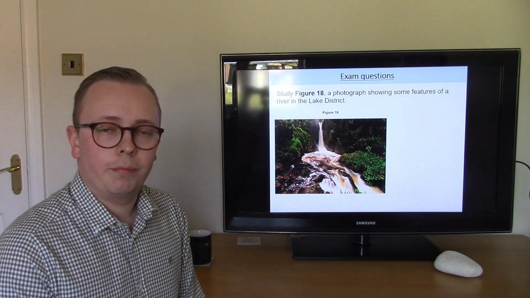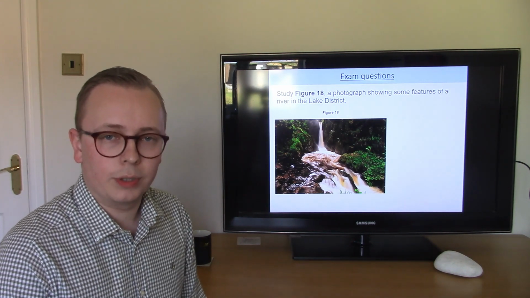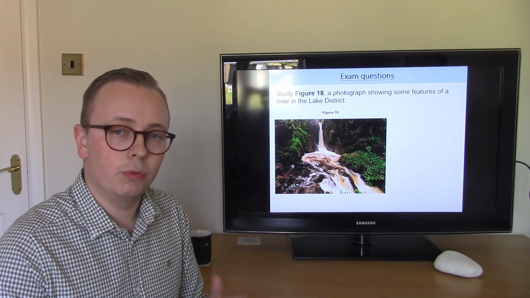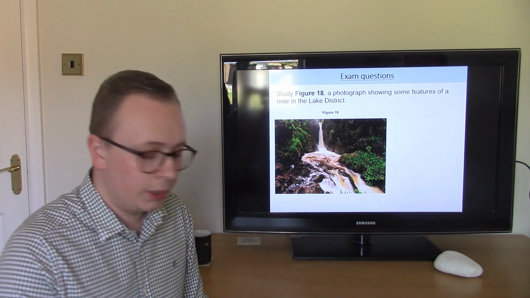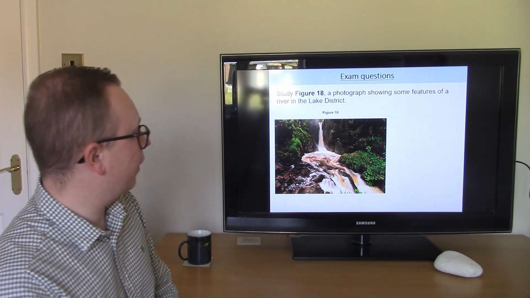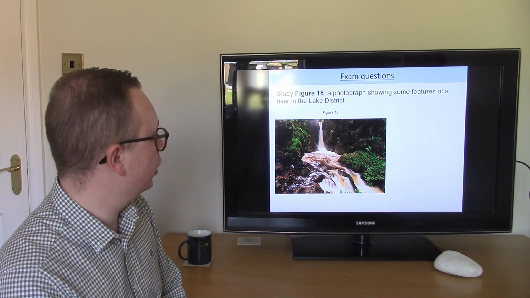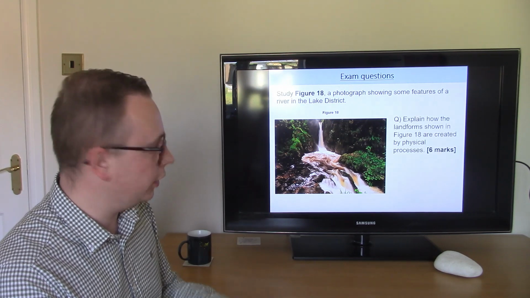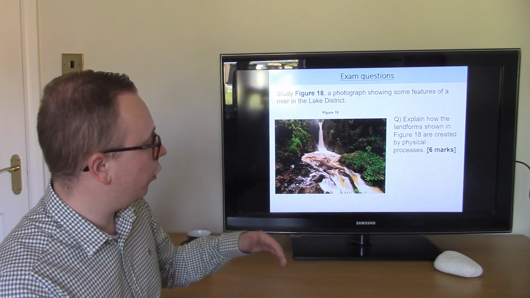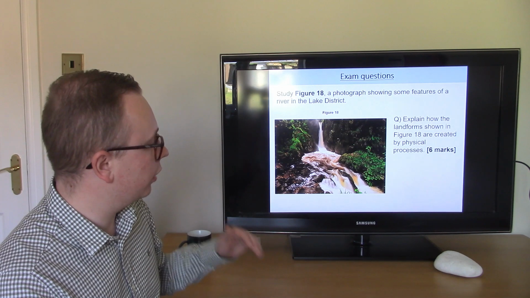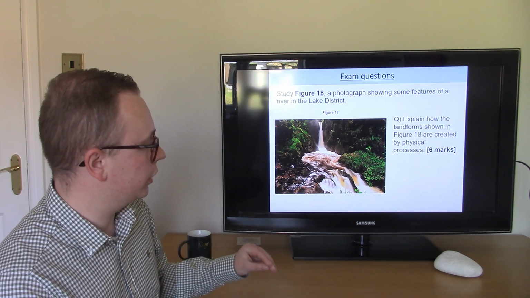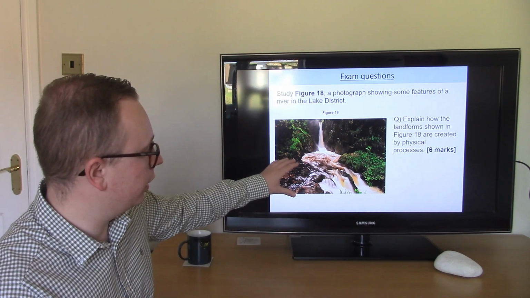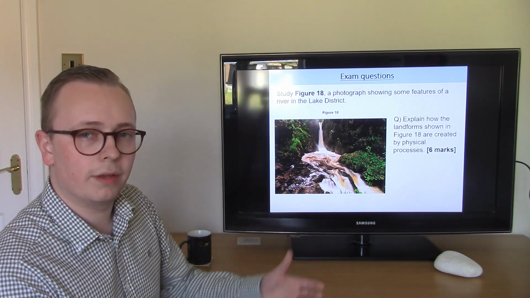Now we're just going to finish off by looking at a quick exam question. And as with other parts of this topic, if you know your stuff, these can be really easy marks in the exam. So we've been given a figure here, figure 18, a photograph showing some features of a river in the Lake District. And the question is to explain how the landforms shown in figure 18 are created by physical processes. This question is wanting us to explain how the features shown here are created, what's their formation.